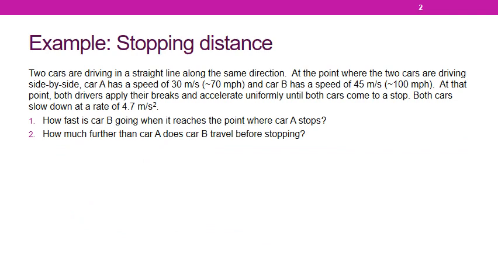There are two cars driving. They're identical cars. The only difference is one is driving at 30 meters per second and the other one is driving at 45 meters per second. They're both going to apply their brakes and brake until they come to a stop, and they are identical cars, so they'll have the same rate of braking.